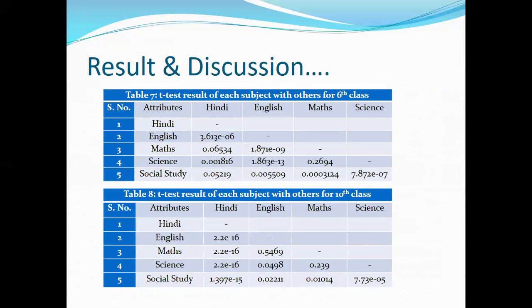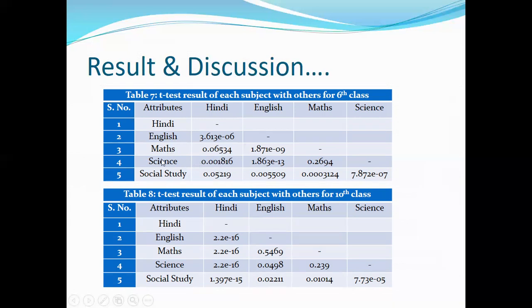It is observed from table 7 that there is a significant difference between the mean marks of Hindi, that is 66.82, with English and science, as the rural students are weak in English, but they are good at their mother tongue, that is Hindi. They also have good performance in science, but there is no significant difference between the mean marks of Hindi and maths and social sciences.